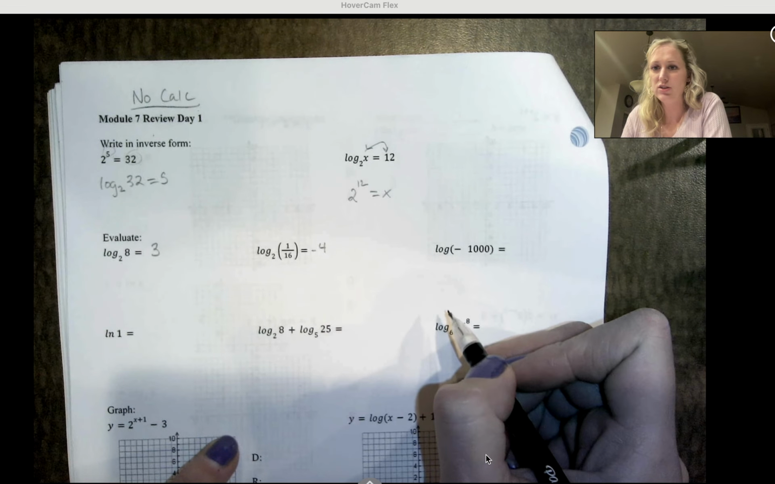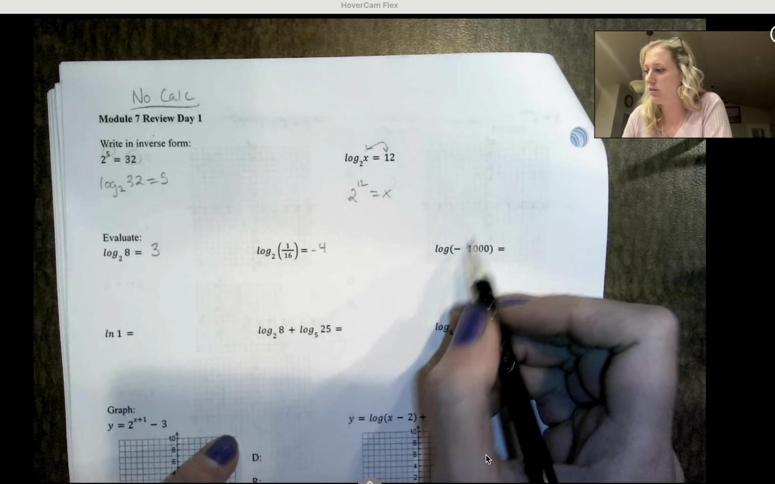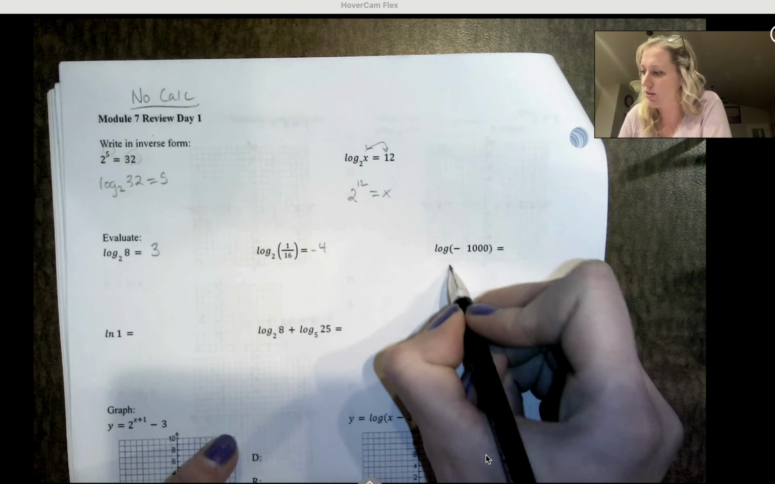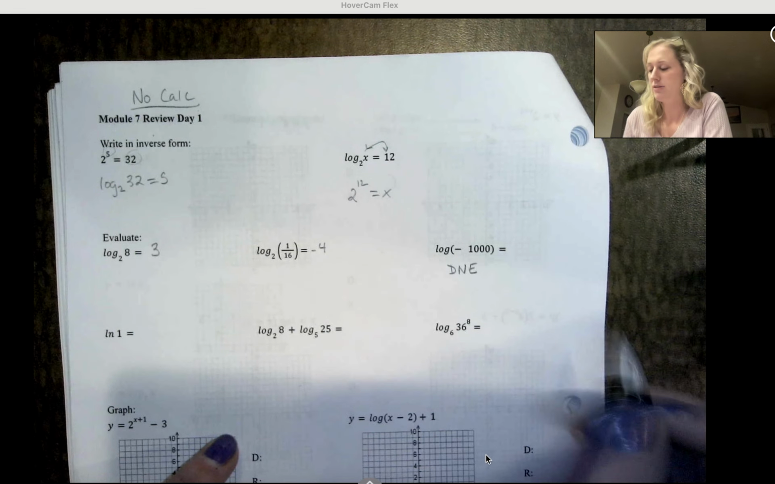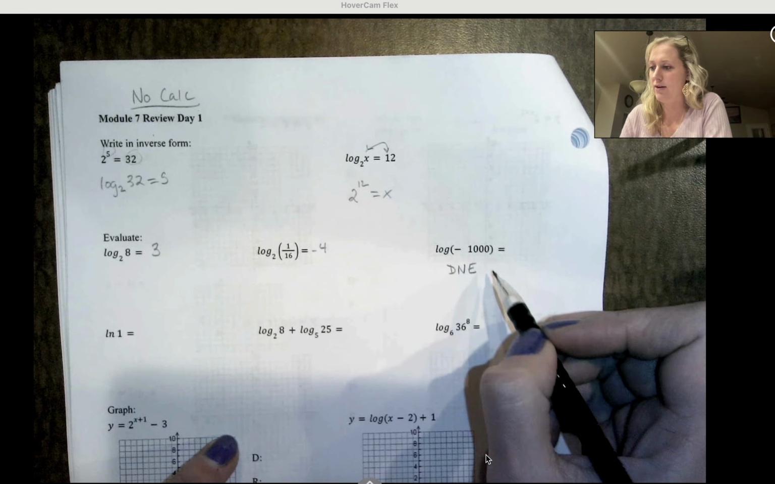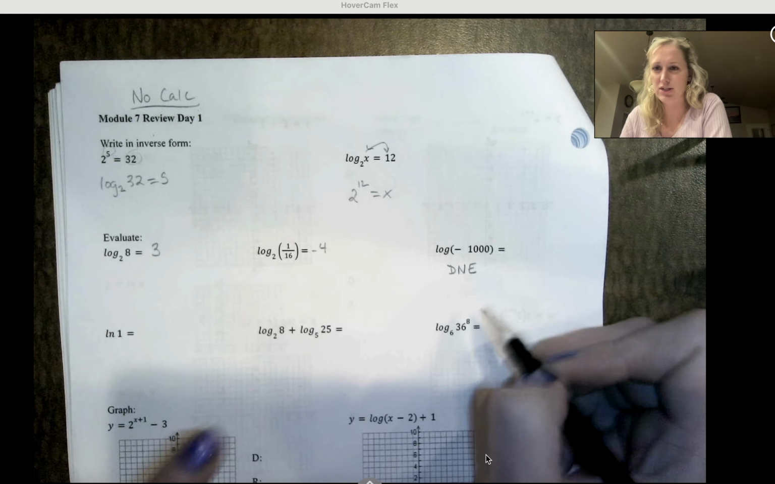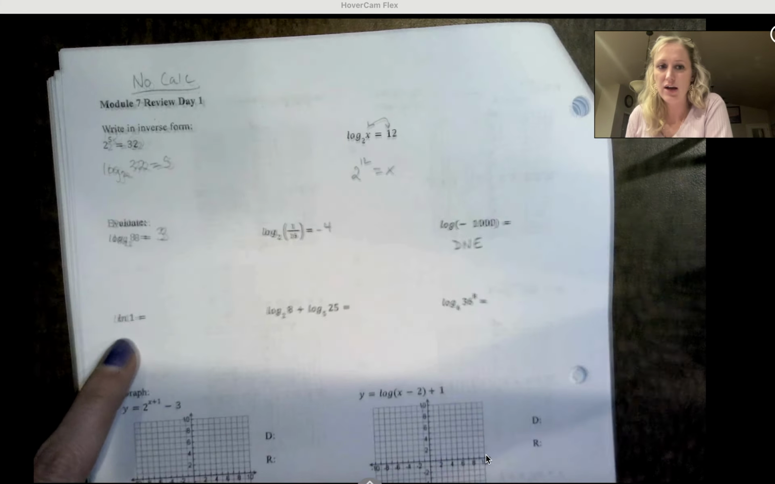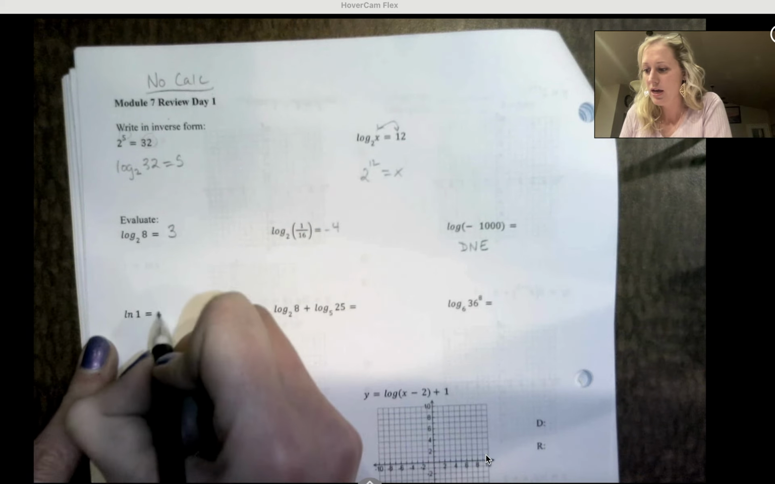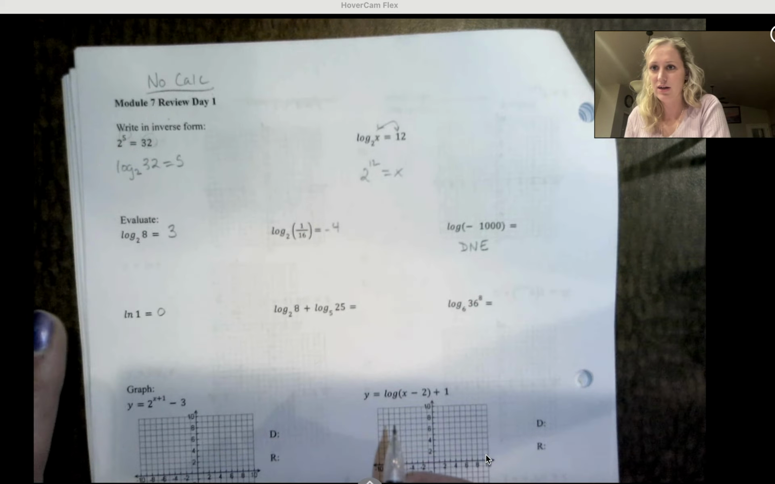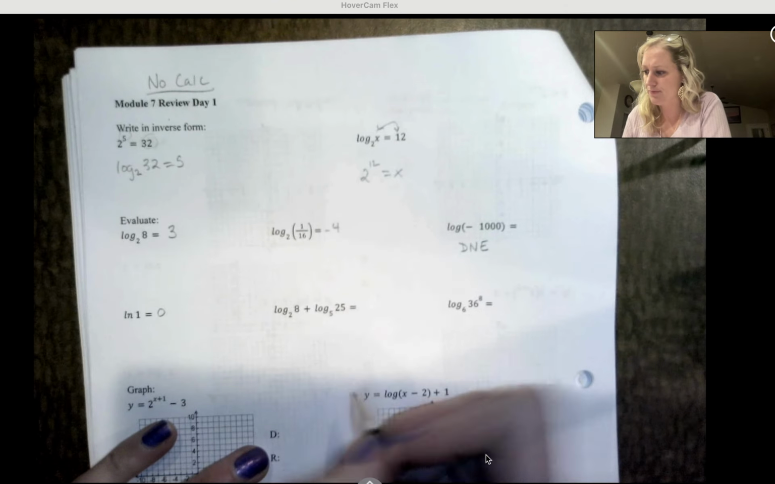Log of negative 10,000, don't let this trick you. Yes, 10 does go into it, but remember, we cannot take the log of a negative. You can put DNE, does not exist. Okay. Natural log of 1. So remember, this is e to what power equals 1. Log of any base of 1 is always 0 also.